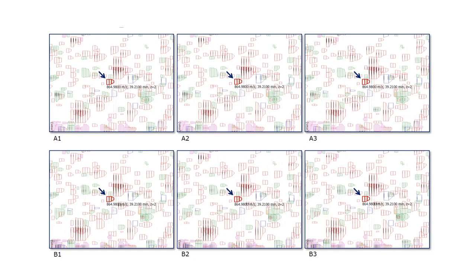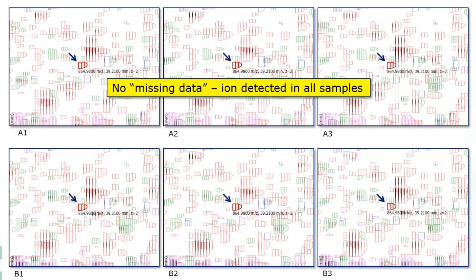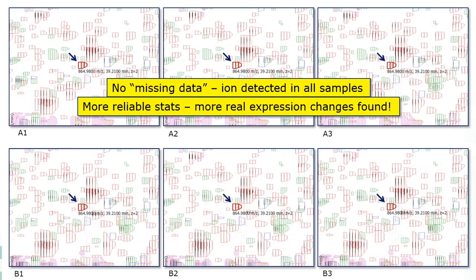And here, the p-value is extremely low, and the fold change ratio is infinity, indicating a presence-absence situation, which is confirmed not only by the profile, but also by the ion views, which clearly show something present in Group A and nothing in Group B. So, the benefits of the co-detection workflow are no missing data in the stats analysis, since all ions are detected and quantified across all samples. This means more reliable statistical analysis, and therefore more chance of finding the expression changes that are present in the data.